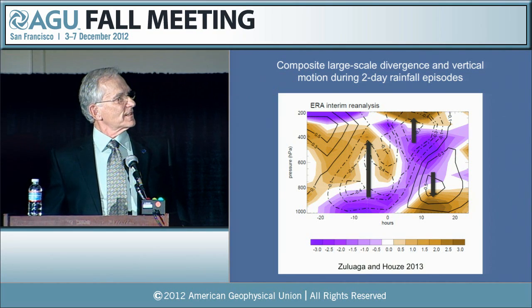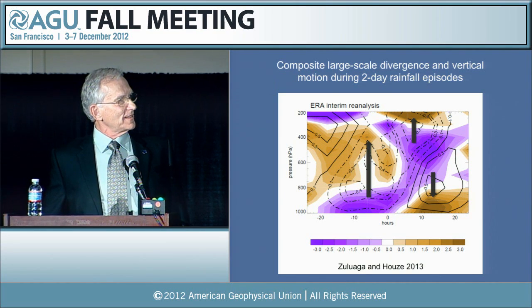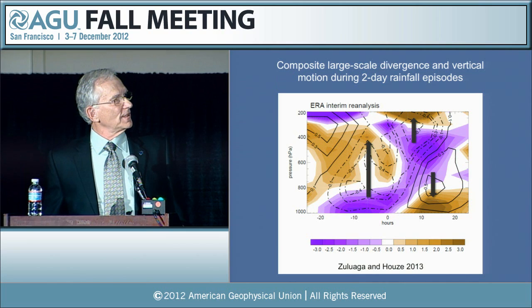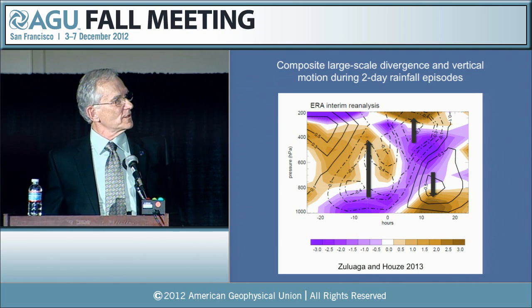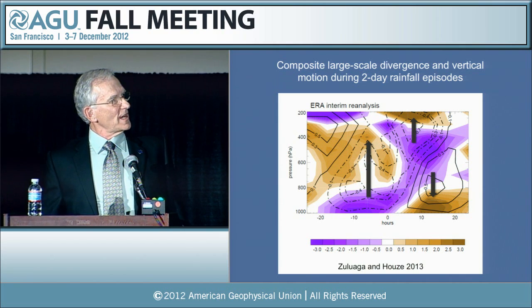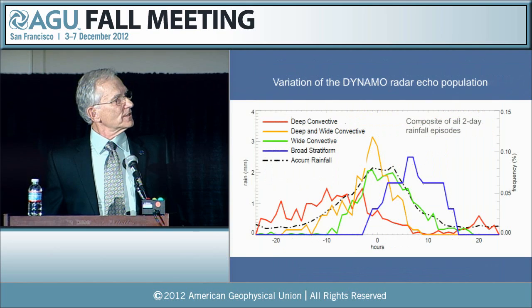But if you were blinded to the time scale there, you might think that was the sequence of events of an individual mesoscale convective system, an individual cloud system, but actually it's not. It's this larger scale structure.